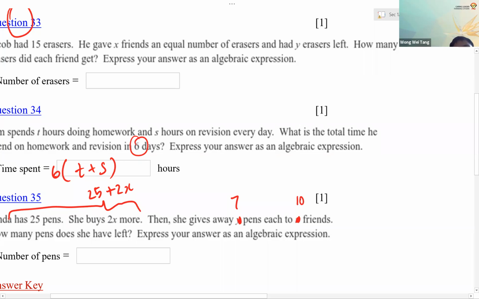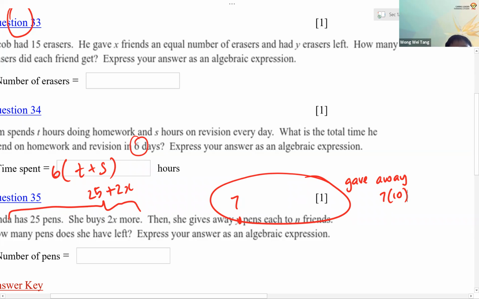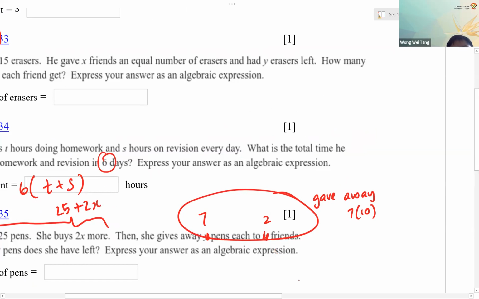Okay, so do you understand what's happening now? She has 25 plus 2x pens. She gave away 7 pens each to 10 friends. So how many did she give away altogether? 7 times 10. I'm not interested in the number, give me the working. 7 times 10, yeah? Okay, what if it is not 10 friends? What if it is only 2 friends? Then how many did she give away? 7 times 2. Okay, 7 times 2.